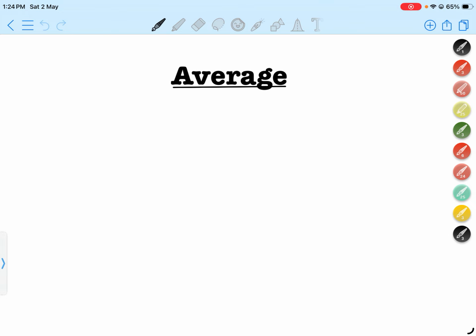And for today the topic that we are going to learn is the topic of average. So let's get started. So if we talk about average, then the basic definition of average, which is also known as the mean, or many people also call it the arithmetic mean.